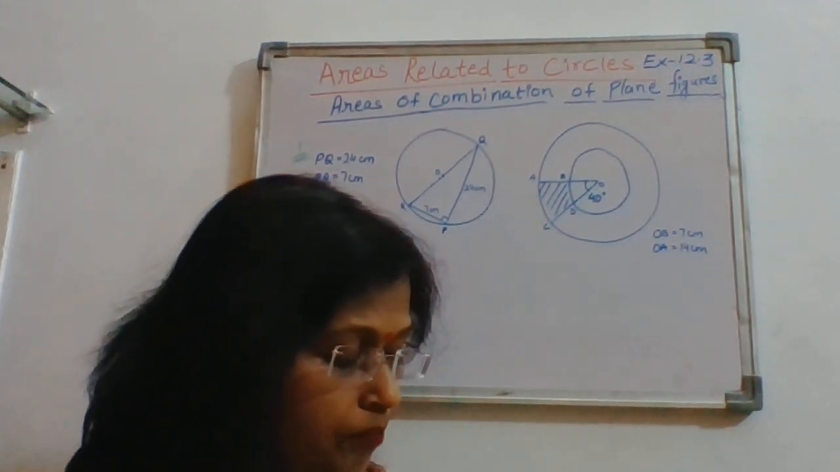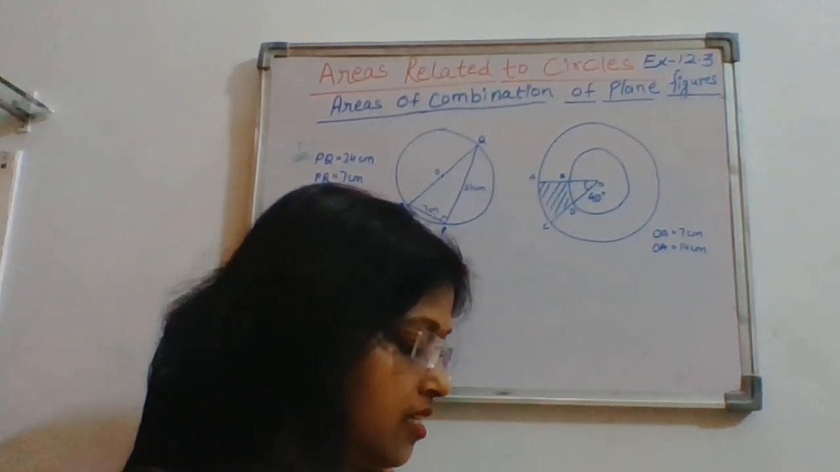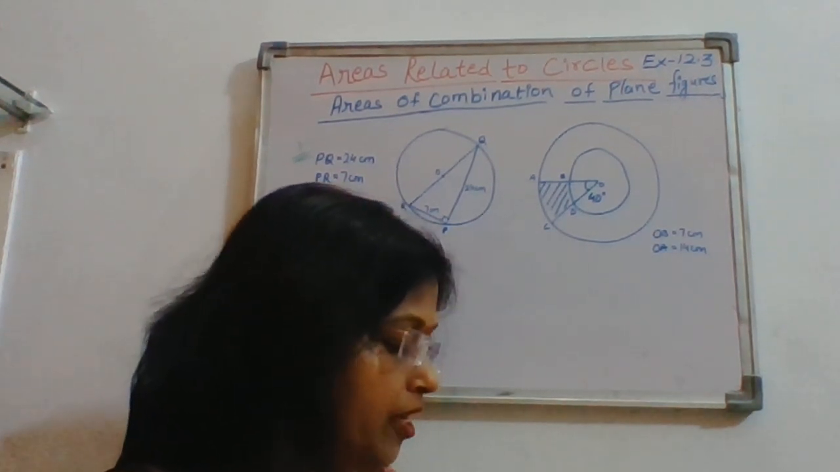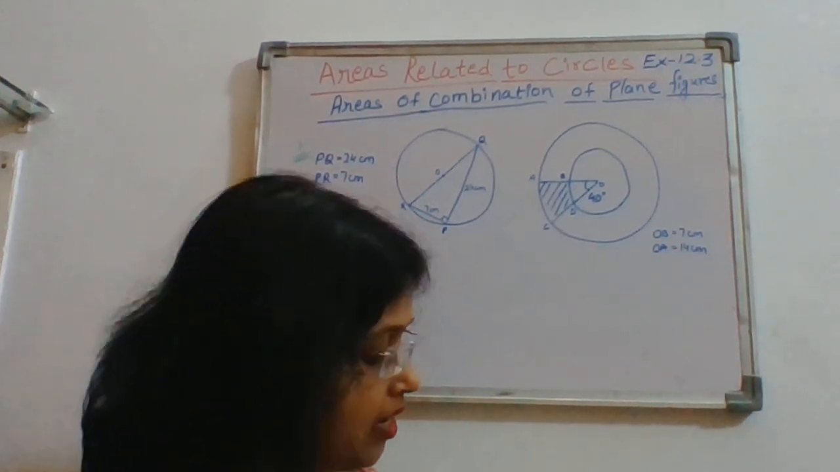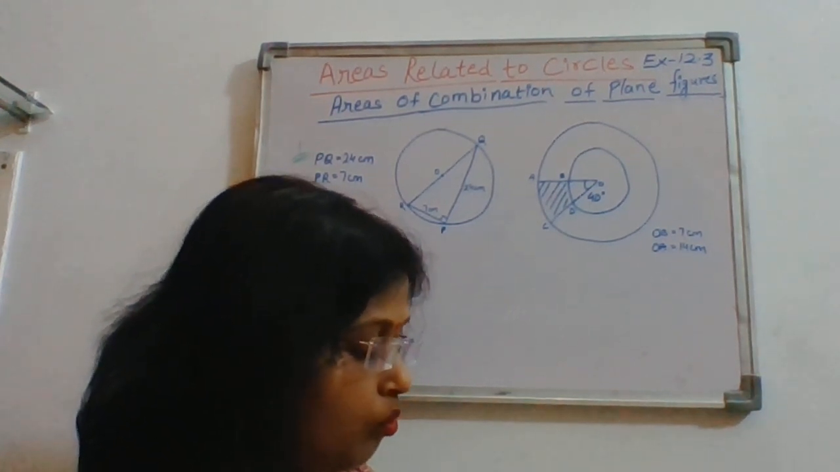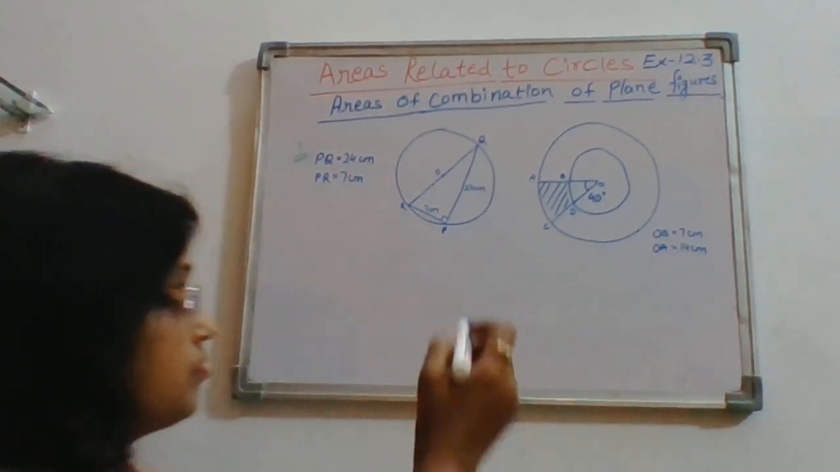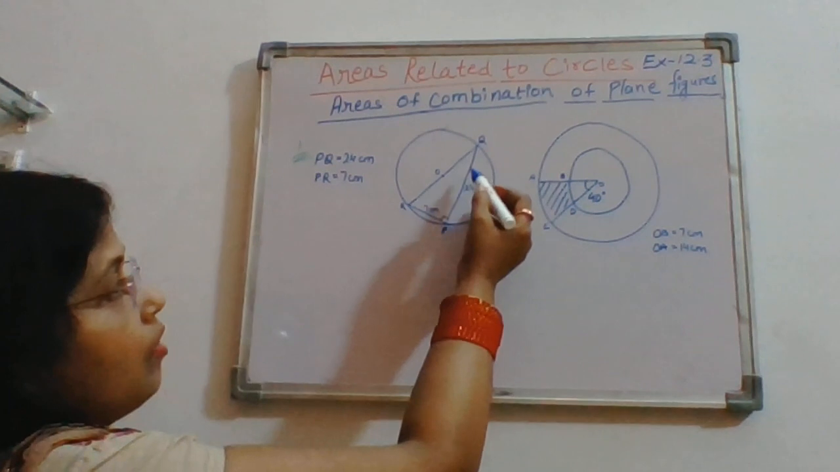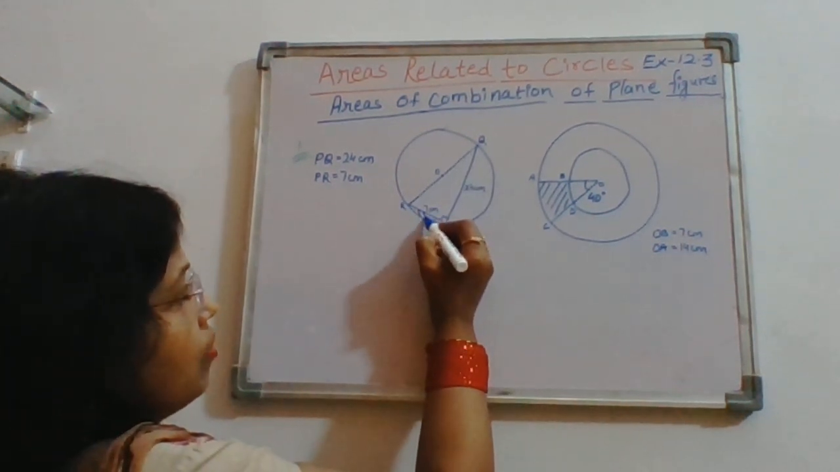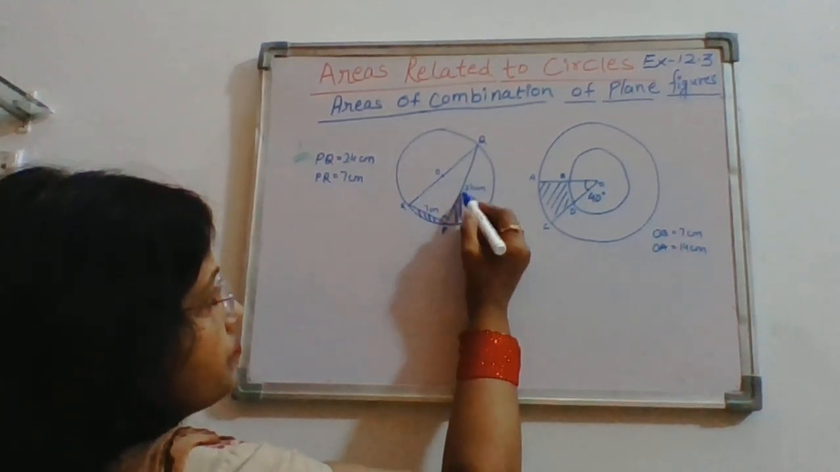The first question, find the area of the shaded region in this figure, if PQ is 24 centimeter, PR is 7 centimeter and O is the center of the circle. The figure is drawn here. Now we have to find the area of this shaded region.